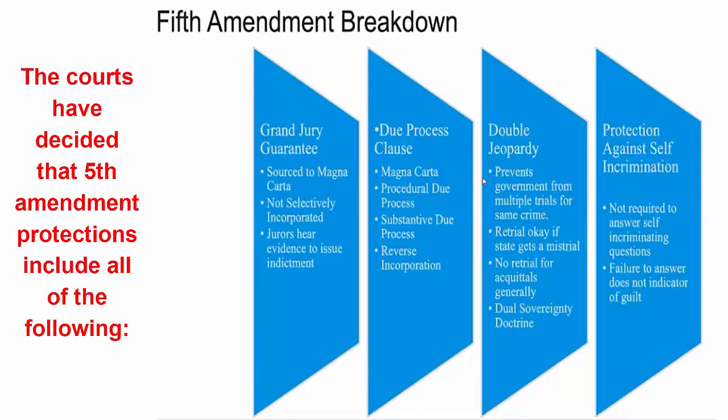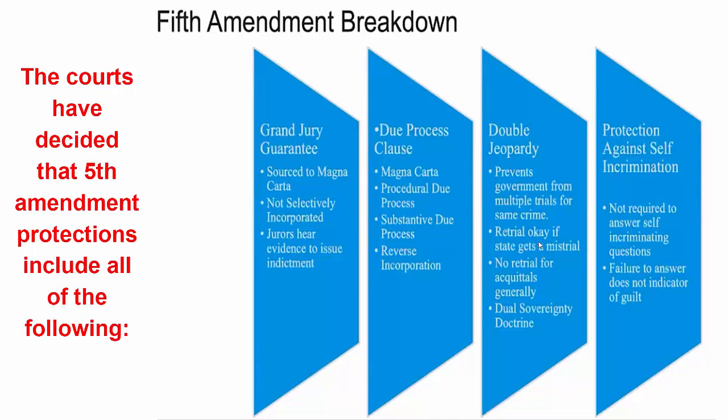The third Fifth Amendment protection is double jeopardy. And what double jeopardy protects you from is being tried multiple times for the same crime, where the government just puts you on trial over and over and over again until they get a guilty verdict. Now, I should mention this double jeopardy rule only applies if, in fact, there was a verdict.